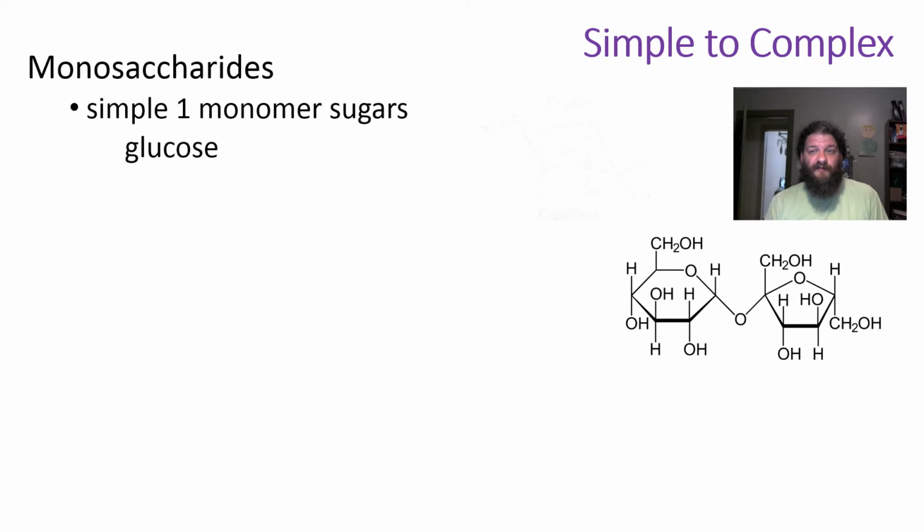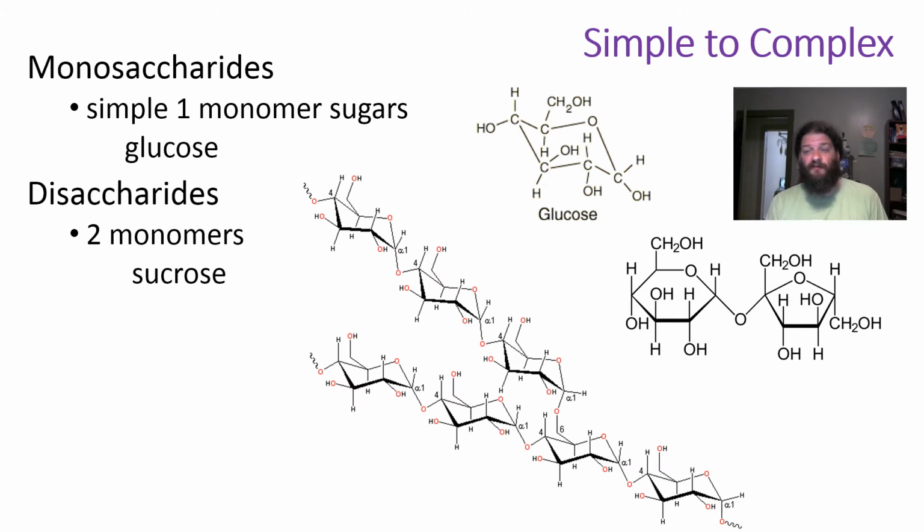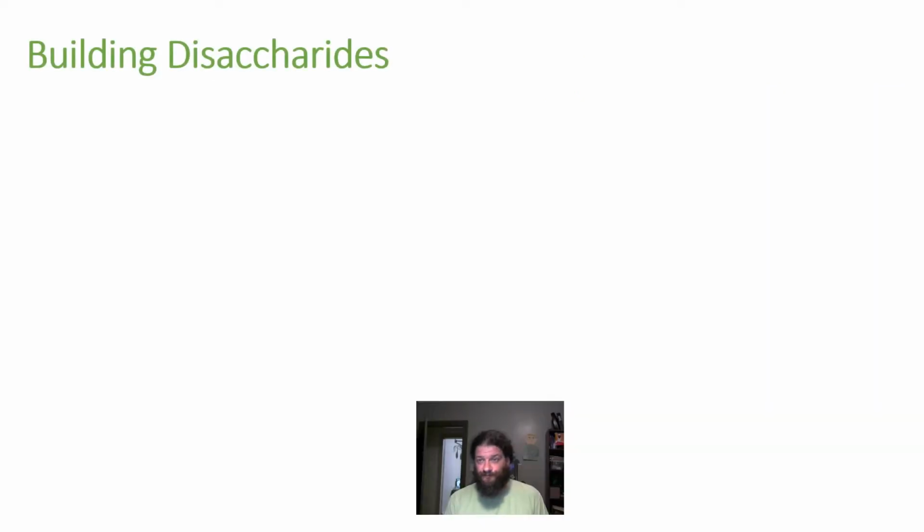Just to describe them from simple to complex, we have monosaccharides. These are the simple sugars with 1 ring. Those come together to form disaccharides like sucrose, which are 2 rings. And then we can start adding those rings together and start to make polysaccharides, which are the polymers forming starches.